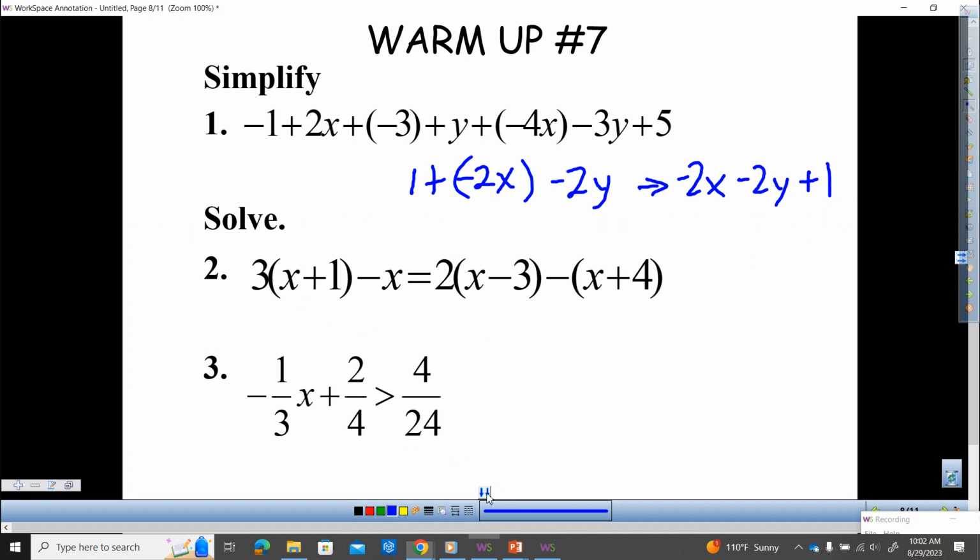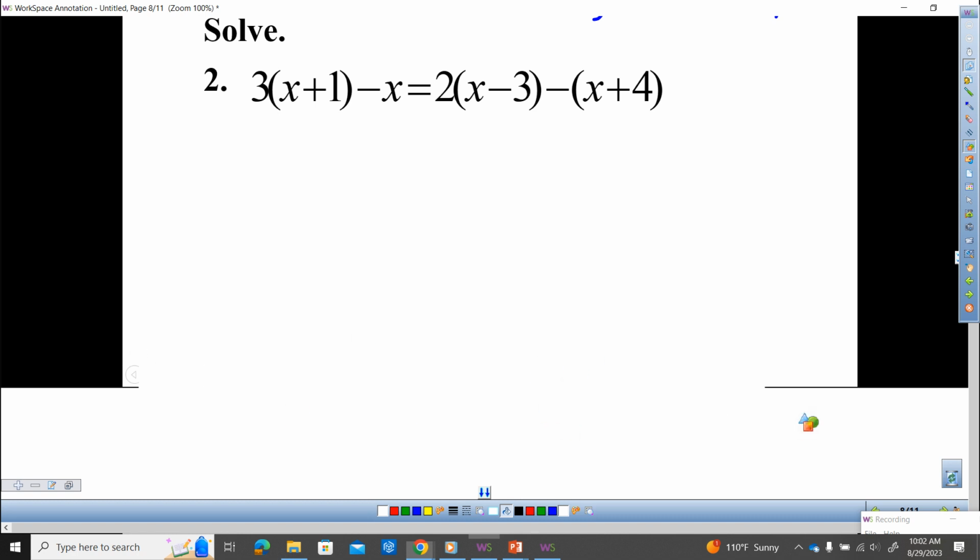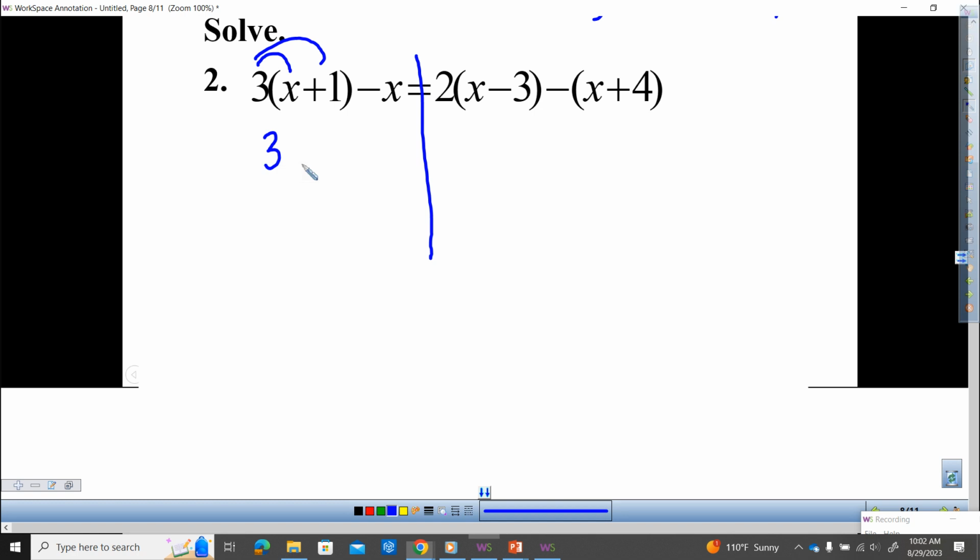Number 2. Just for the sake of reviewing, I'm going to go over that one. Here it goes. I'm going to go pretty quick, so stay with me. Line down the equal sign. I'm going to focus on the left side. I need to simplify everything on the left side, so I distribute the 3. This is 3x plus 3 minus x. Can I combine stuff? 3x and negative x. One of these cancels one of those, so we're left with 2x plus 3. Are you with me so far? Yeah? I'm going to go to the right side.